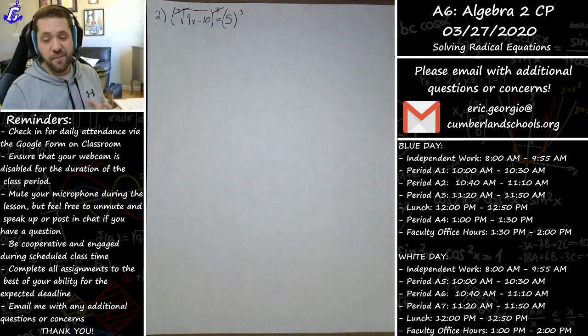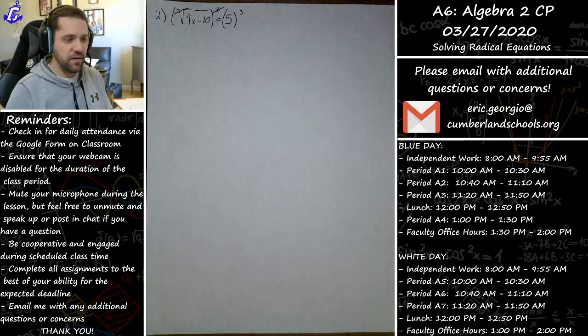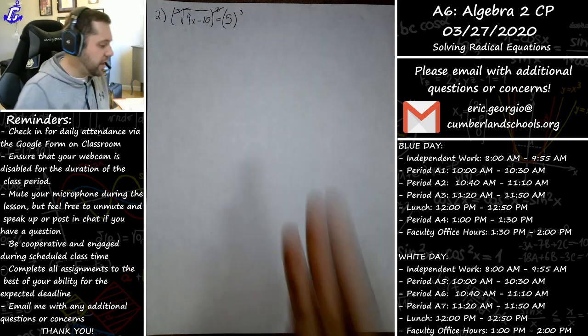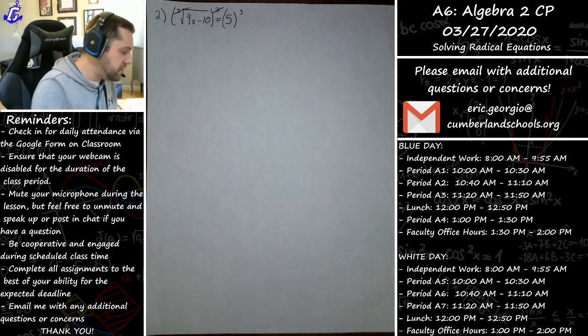It's very important to match the index of the radical with the power that you raise both sides of the equation to, because I feel like a common mistake a lot of students make is they just get in the habit of squaring every time. Every radical they see is a square root. But keep in mind, this is a cube root. We do have to cube both sides.